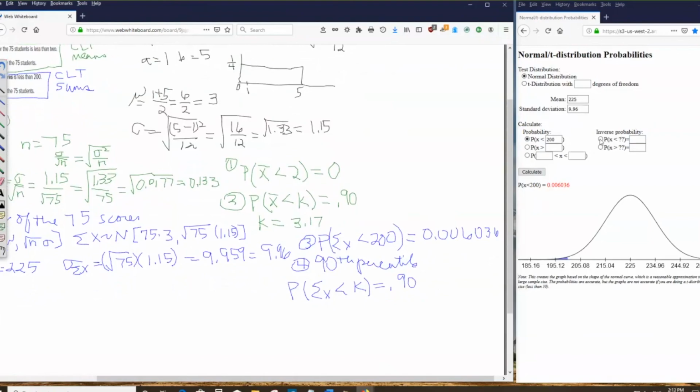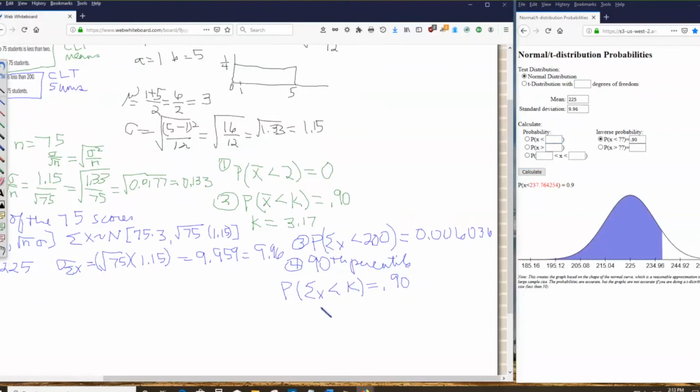So we're going to use the same values. And once again, we're going to put this in as 0.90. Clear the other probability, and the number in red is going to be your k value, which is going to give me k equals 237.764. So I'm going to just round that up to 237.8. Once again, that's right here where the graph changes from the shaded to the non-shaded.